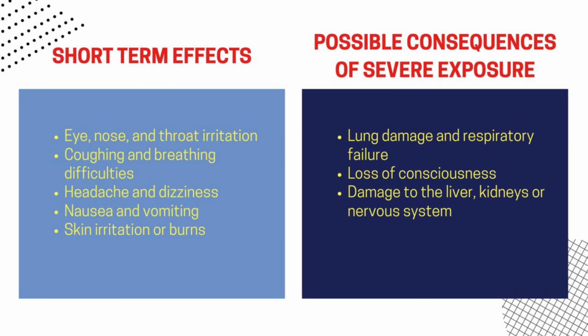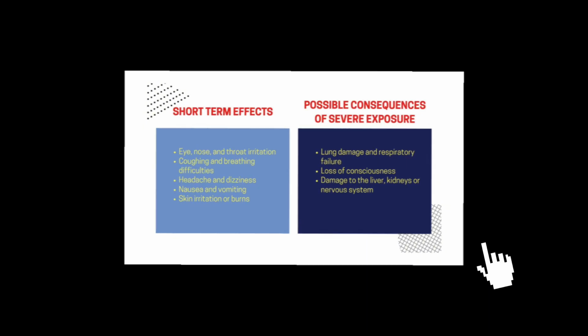These are the short-term effects of inhaling chemical fumes. The first one is eye, nose, and throat irritation. Next, coughing and breathing difficulties. The third one is headache and dizziness, nausea and vomiting, and lastly, skin irritation or burns. The possible consequences of severe exposure are lung damage and respiratory failure, loss of consciousness, and damage to the liver, kidneys, or nervous system.